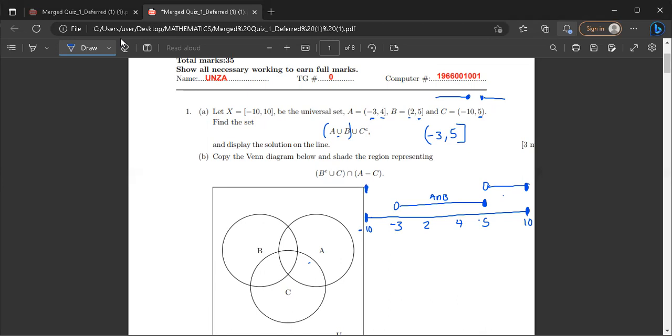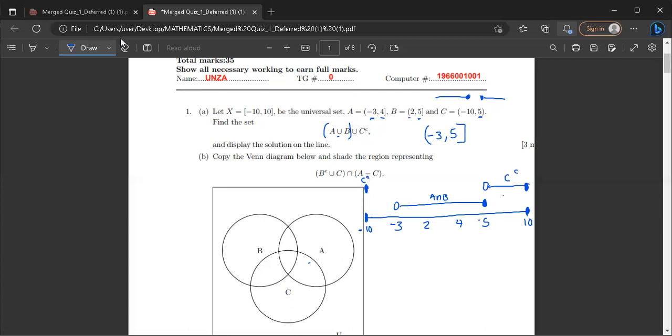So we'll start from here all the way to the negative, but we cannot go to the negative this side because our universal set ends at 10. So we can't go to the left side. So it therefore means our C complement is just 10 included. Okay, and you end it right there. So it means we have C complement right here, and then we also have our C complement here.